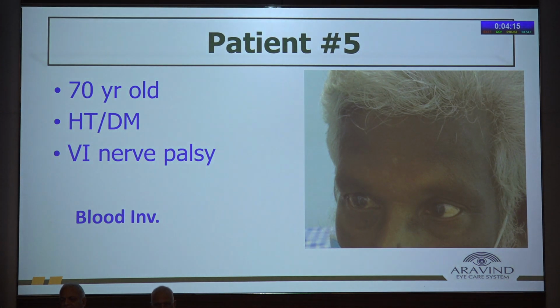So this is another patient who was a 70-year-old. He had a sixth nerve palsy. So we didn't advise an imaging, but we went ahead with the blood investigations to rule out a raised ESR or a CRP, to rule out a GCA. If it is non-resolving, maybe we'll go in for an imaging.